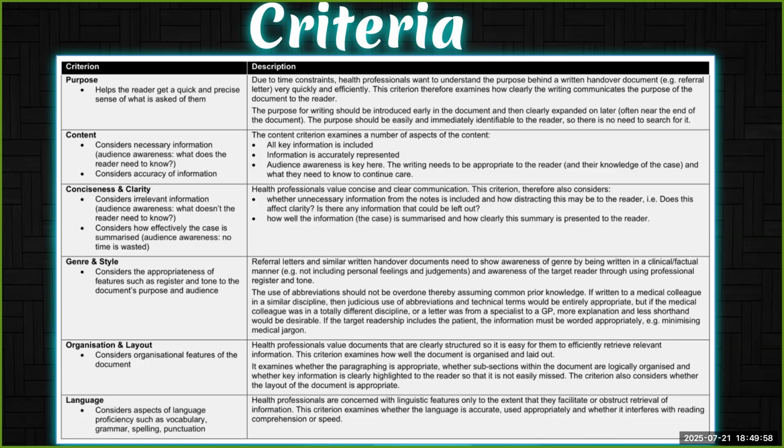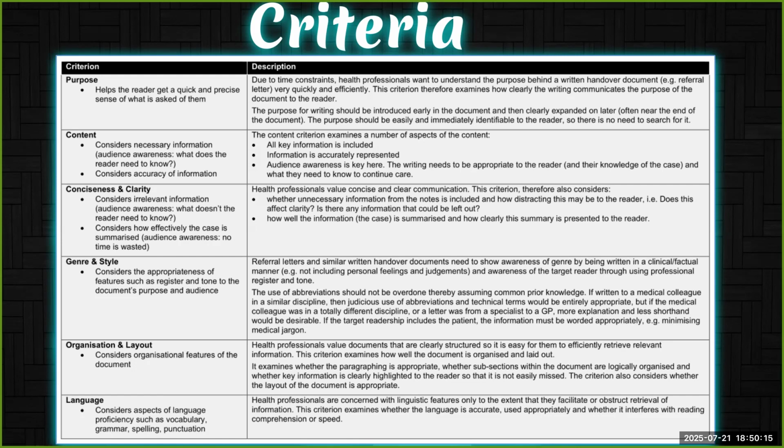Then you've got the content. So in the content part, you need to make sure that you've included all the information that needs to be included. Keep in mind how accurate you've also stated those pieces of information.